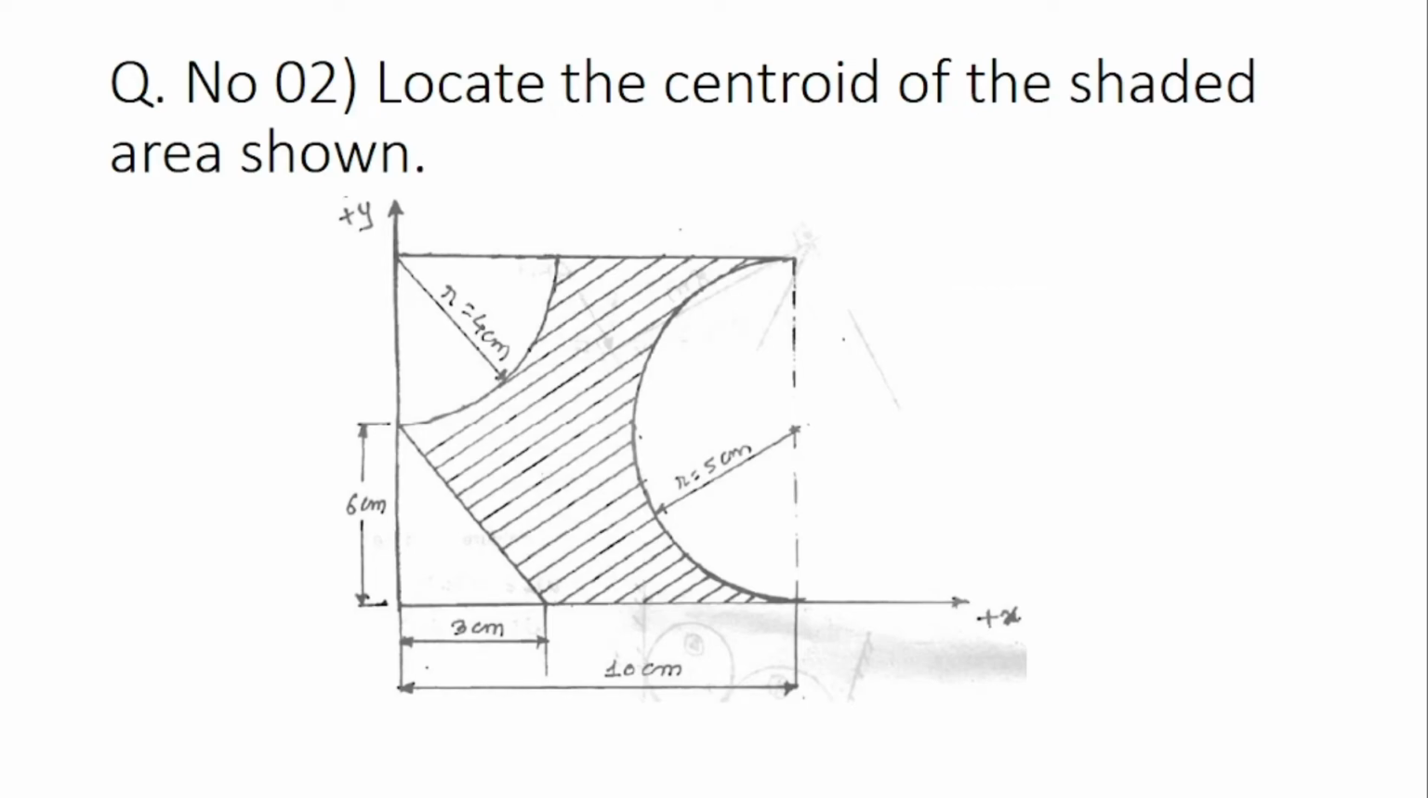Hello everyone, today we will start question number 2. The question statement is: locate the centroid of the shaded area shown. So this is the given figure. As we can see, we should find the centroid for the shaded area shown. The centroid of this figure lies somewhere in this area.